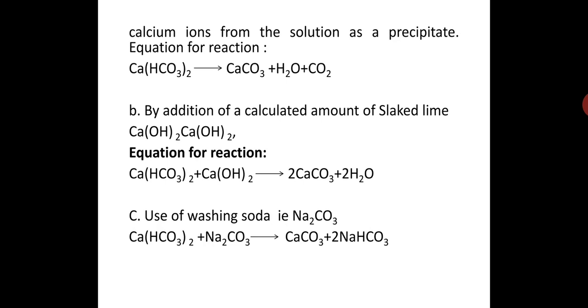Another way is the use of washing soda. Our washing soda is sodium trioxocarbonate 4. When you add sodium trioxocarbonate 4 to water that contains temporary hardness, it will give us insoluble calcium trioxocarbonate 4 and sodium hydrogen trioxocarbonate 4.